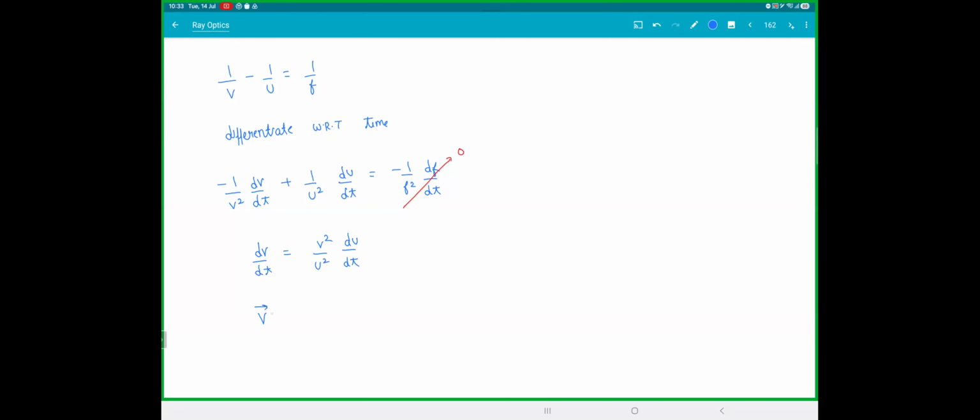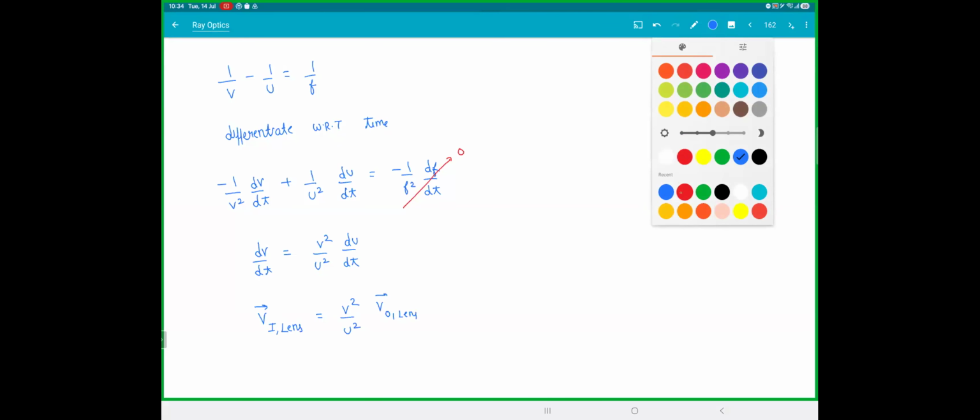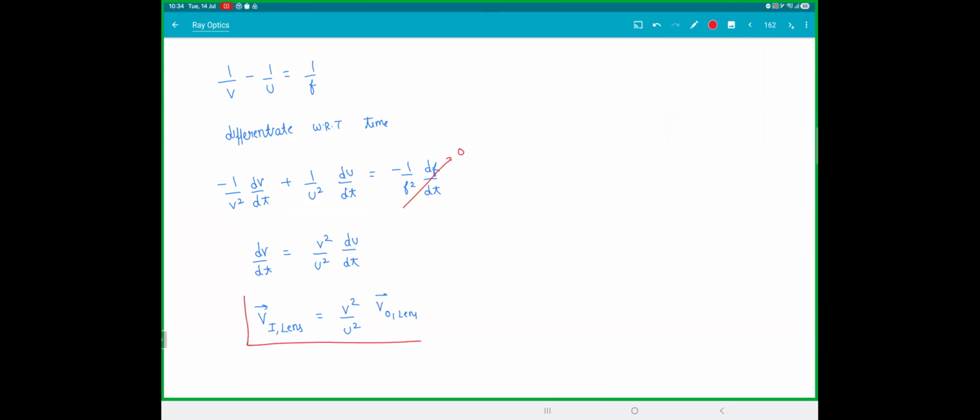So these are relative velocities. The velocity of the image with respect to the lens is v square by u square times the velocity of the object with respect to the lens. And these are also the horizontal components. This is not the total velocity, because you can use this formula only when the object is on the principal axis. These are horizontal components.